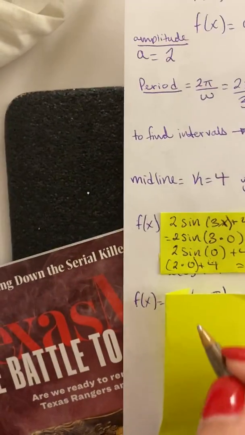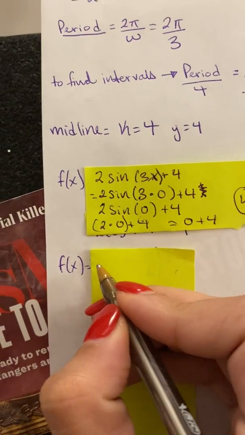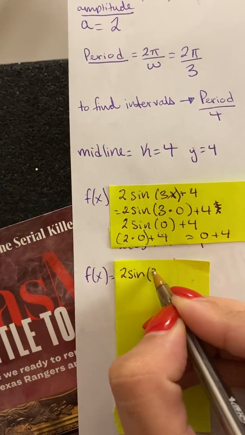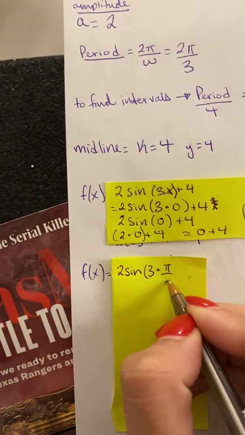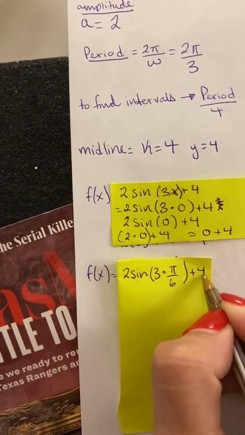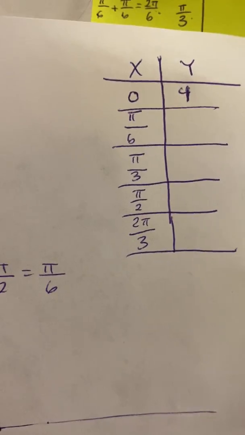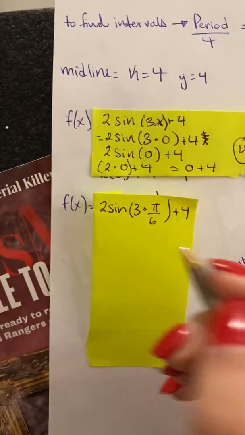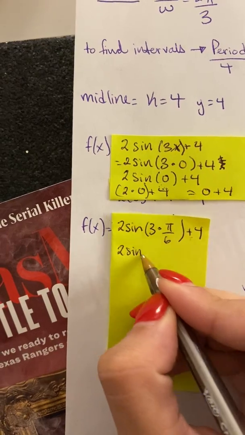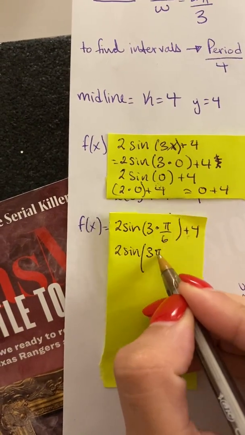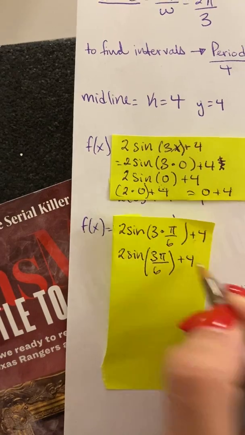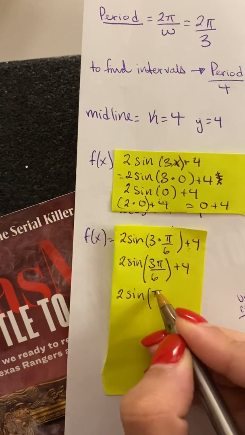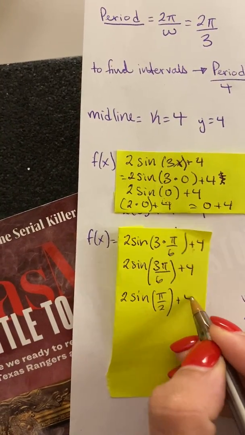So here, we've got the same equation. The only thing that changes is our x. So now we're starting with our next interval step. So 2 sine 3 times pi over 6 plus 4. And I got pi over 6 because that is our next point on the chart we made with our intervals. So at pi over 6, now we can simplify 2 sine 3 pi over 6 plus 4. In other words, 2 sine pi over 2 plus 4.